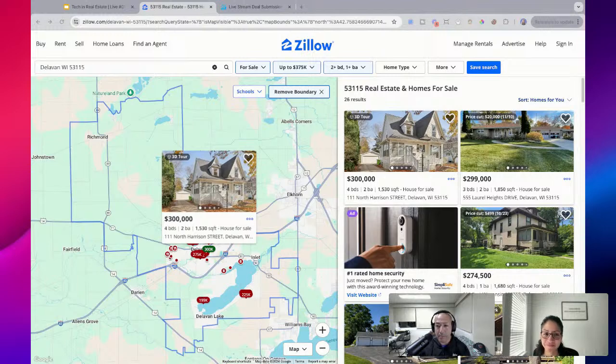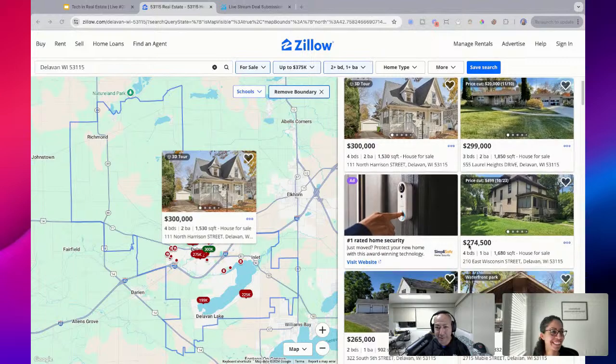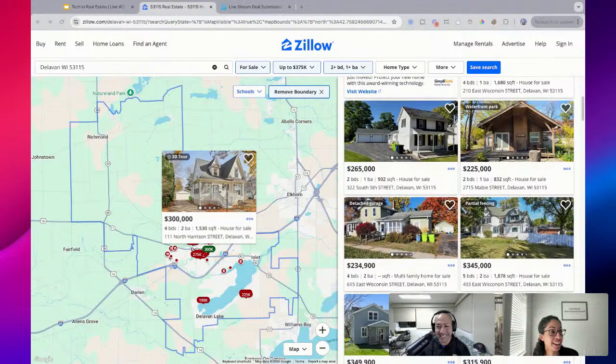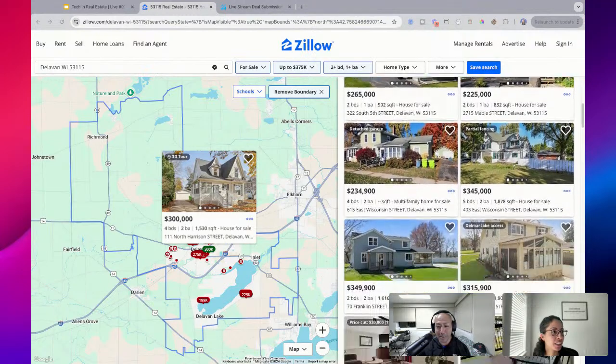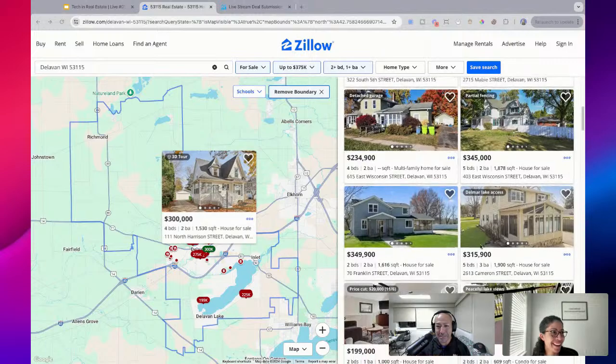Absolutely. But man, I might have to move to Wisconsin. There's some nice homes. Yeah, I really don't want to move by Joe, but I mean, there is some nice homes here.